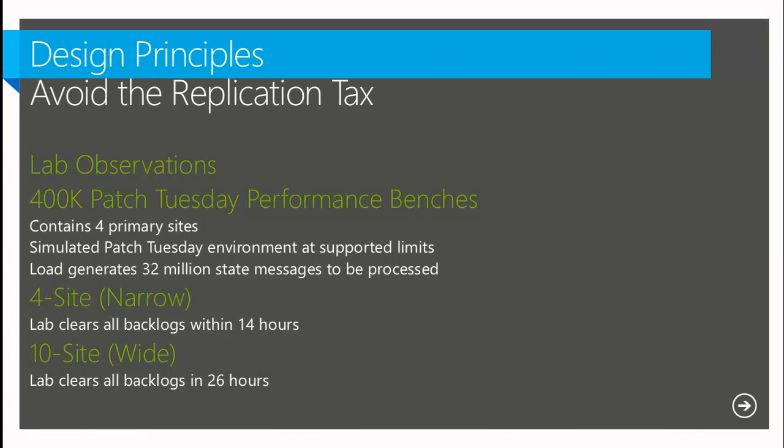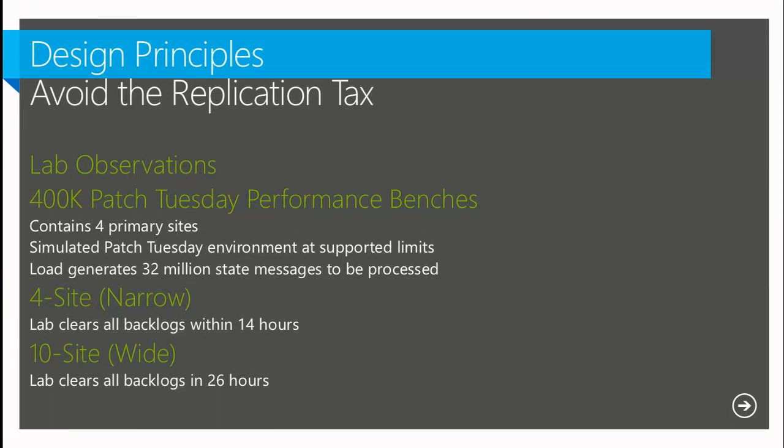And then we compared it to the exact same load being processed on an environment with 10 sites. Right? The only difference here, same generators, same loads, same everything from the client's perspective. The only difference here is the number of primary sites and where they're being pointed. And you can see that the results were very different. On a 4 site, what we call our narrow load, we can clear that backlog and get back to a steady state in 14 hours. You have 10 sites, it goes up to 26 hours. So that is the tax.